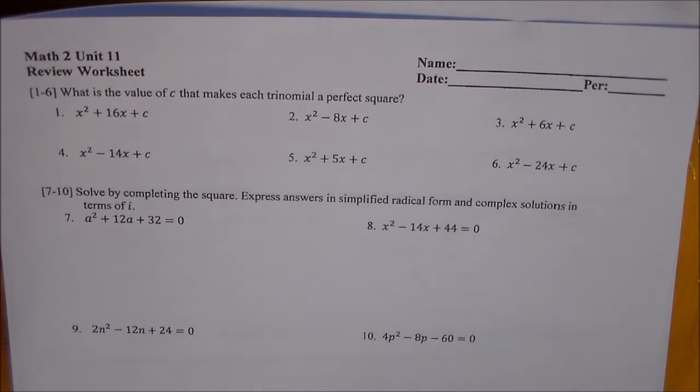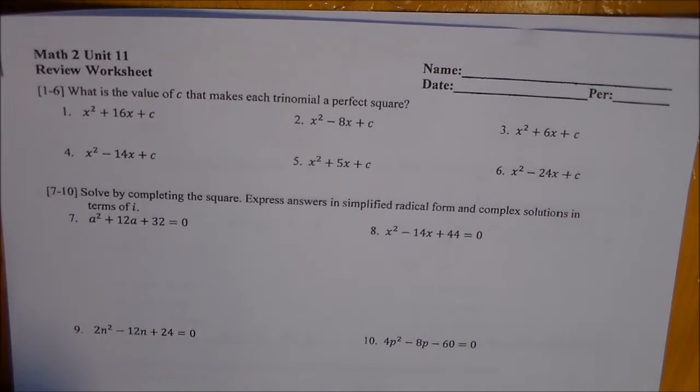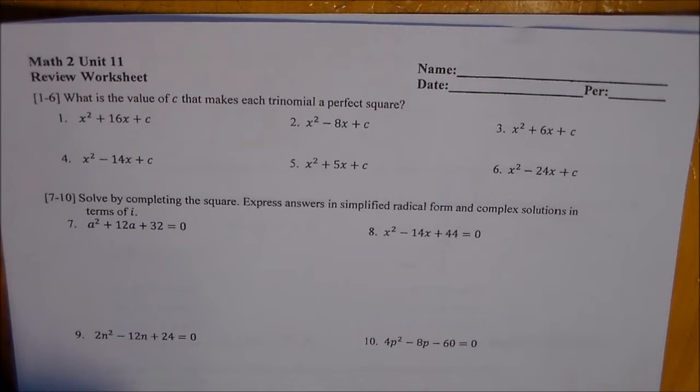This is the Math 2 Unit 11 review worksheet. This is our second quadratics unit. So we start with number 1. What is the value of c that makes each perfect square trinomial?